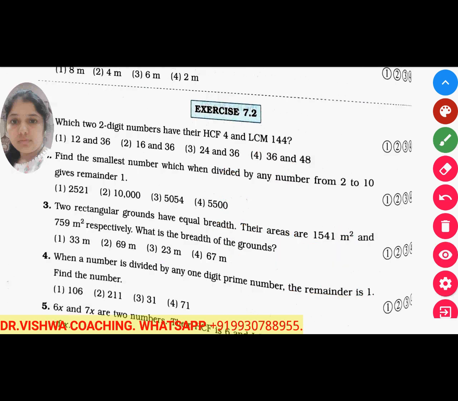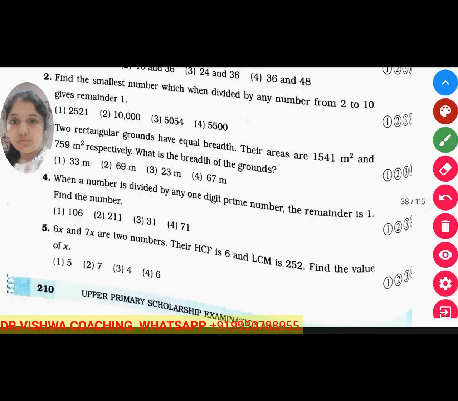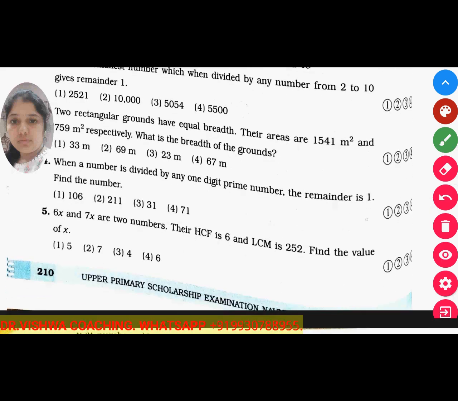Okay. Now the next one. When a number is divided by any one-digit prime number, the remainder is 1. We have to find that number. Again, you can find it. Okay. Now we will take the next one.